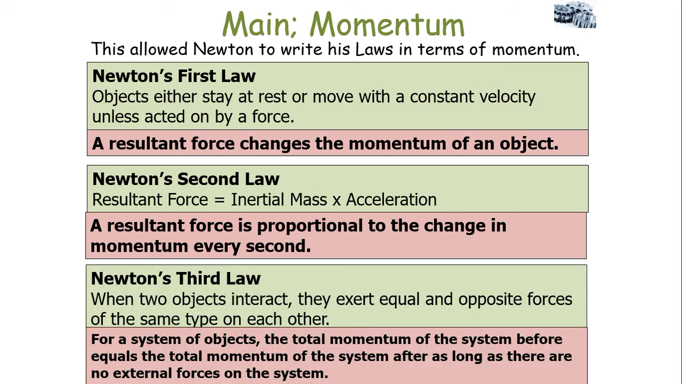And finally, Newton's third law, which we know is that when two objects interact, they exert equal but opposite forces of the same type on each other. Well, we can write that as, for a system of objects, the total momentum of the system before equals the total momentum of the system after, as long as there's no external forces on the system.